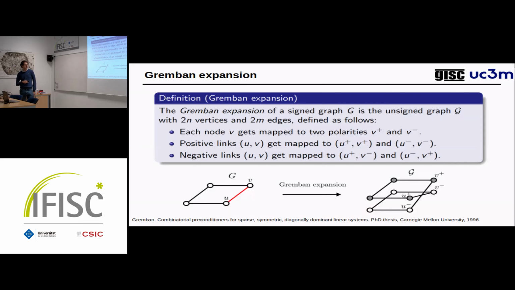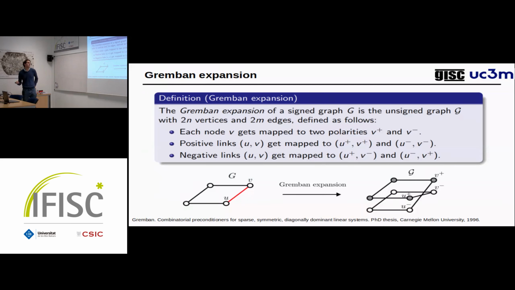Then we take the positive edges and connect the nodes with the same polarity. So basically we duplicate them. And finally, for the negative edges, we map them to positive edges, but that connect nodes with opposite polarity. So this edge UV gets mapped to U plus V minus and V plus U minus. Keep in mind that this expansion always duplicates stuff, and that now the information of the signs of the edges is encoded in the relative polarity of the nodes that are being connected.